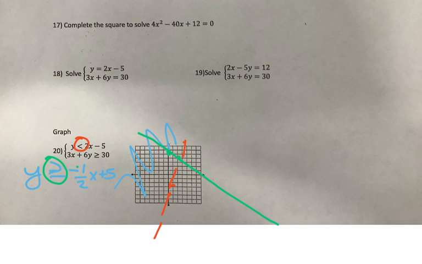So greater, so above it. So let's make that purple. So above it. So it's where the blue and the purple intersect. So this orange is the solution area. There you go.